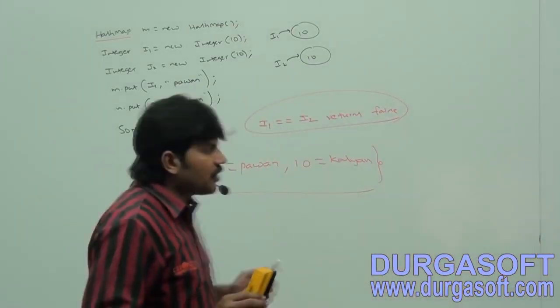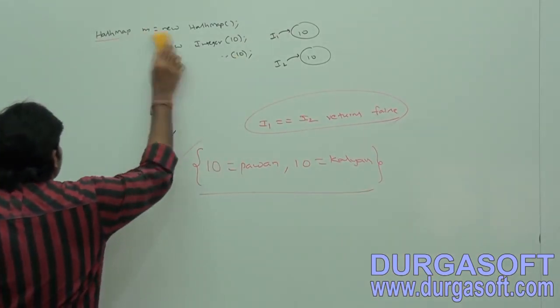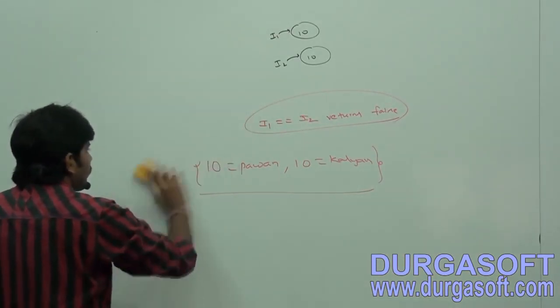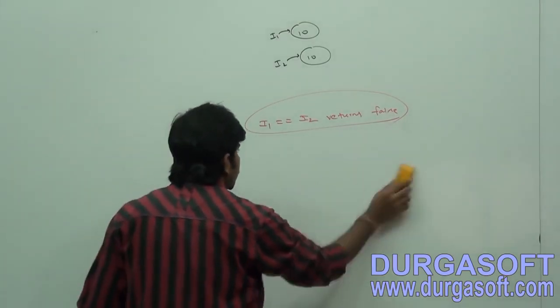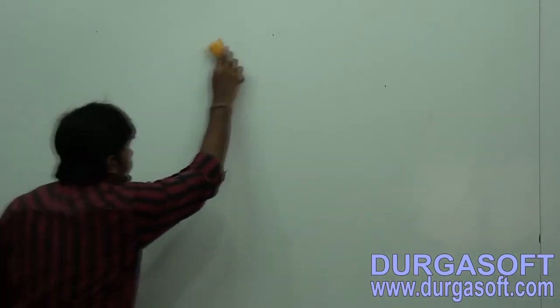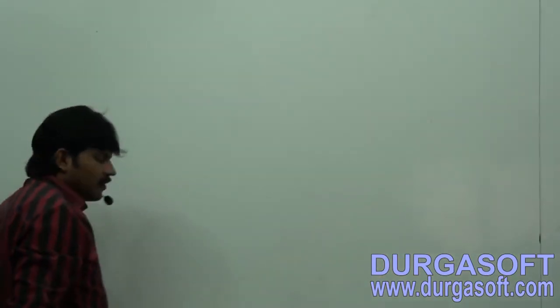Now the next terminology: WeakHashMap. Can you tell what a WeakHashMap is? The HashMap which is very weak is called a WeakHashMap. Normal HashMap is very strong, but WeakHashMap is very weak. That's why the word weak. Correct or not? No? If the answer is no, then why the word weak?